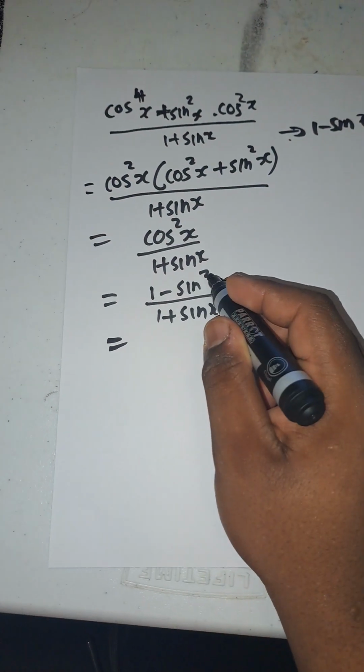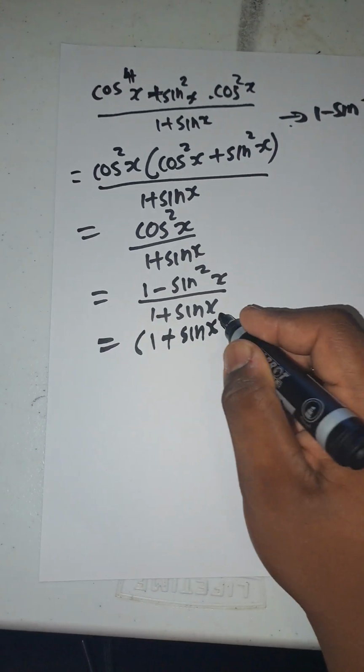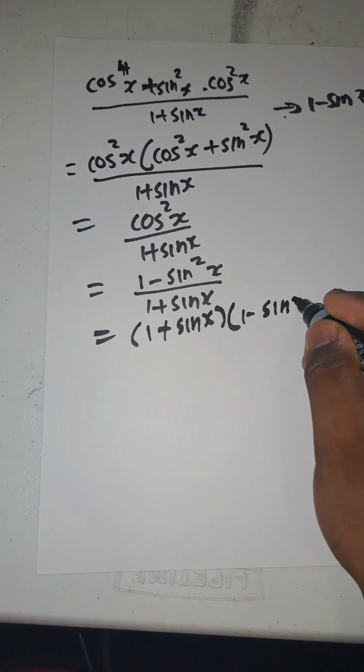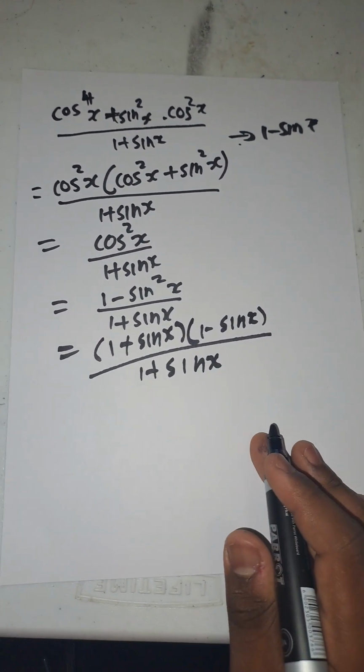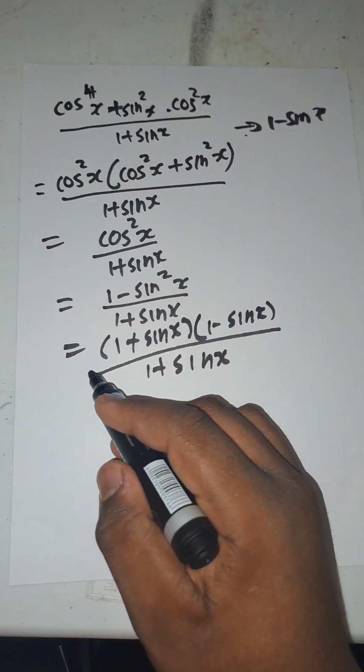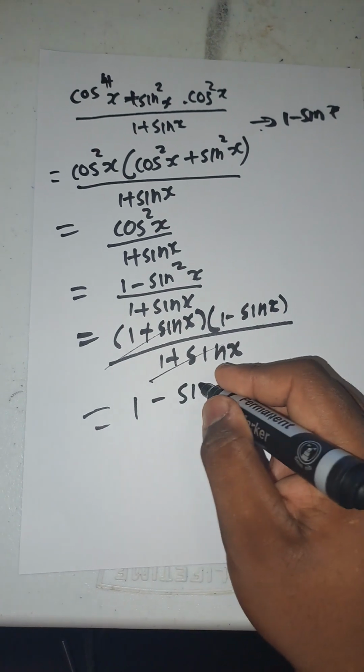But now this one is sine squared x, so you can write it as 1 plus sine x times 1 minus sine x, over 1 plus sine x. Can you see it? Now this one and this one are going to be eliminated, so you are left with 1 minus sine x.